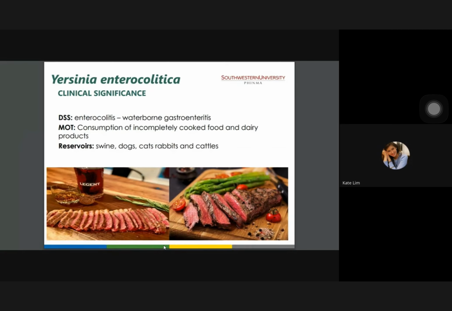Unlike Salmonella and Shigella, which do not have animal reservoirs, for enterocolitica we could find this bacterium in a variety of animals. These animals act as reservoirs for this bacterium. We have the swine right here, so undercooked pork can be a source of infection. We have dogs and cats. Domestic pets can harbor the bacterium and potentially transmit it to humans. We also have rabbits and cattle as well.